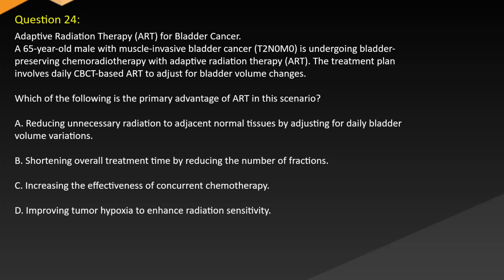Question 24. Adaptive radiation therapy for bladder cancer. A 65-year-old male with muscle-invasive bladder cancer (T2N0M0) is undergoing bladder-preserving chemoradiotherapy with adaptive radiation therapy. The treatment plan involves daily CBCT-based adaptation to adjust for bladder volume changes. Which of the following is the primary advantage of adaptive radiation therapy in this scenario? A. Reducing unnecessary radiation to adjacent normal tissues by adjusting for daily bladder volume variations. B. Shortening overall treatment time by reducing the number of fractions. C. Increasing the effectiveness of concurrent chemotherapy. D. Improving tumor hypoxia to enhance radiation sensitivity.